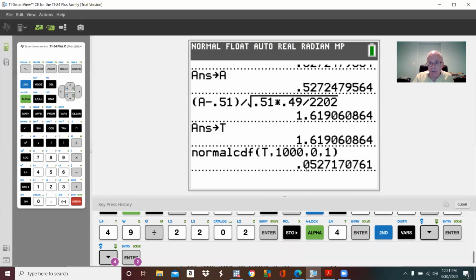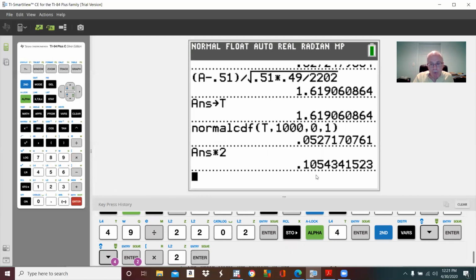Now, because this is a two-tailed test, this is 1/2 the p-value. It's not the full p-value. So what do I do now? I'm going to hit my multiplication key, which means I'm going to multiply this number, the 1/2 the p-value, by 2, and then this will give me the full p-value, 0.1054. So that is the p-value for a two-tailed test. I did have to multiply that area by 2, and this is my p-value, 0.1054. Go back to the problem.